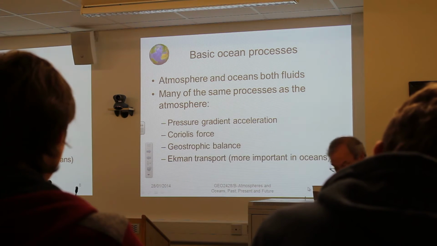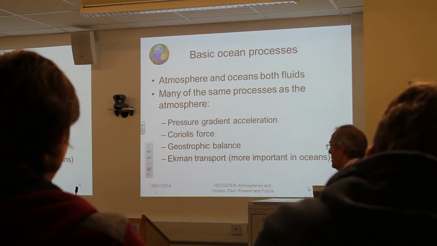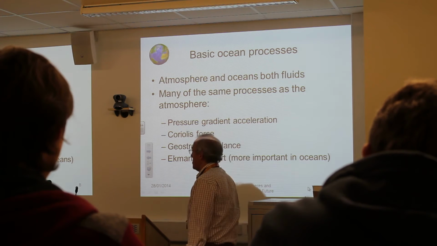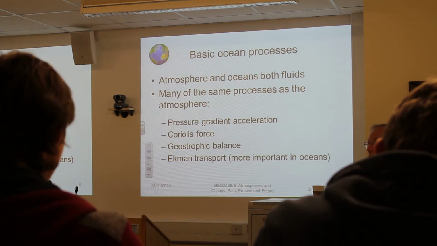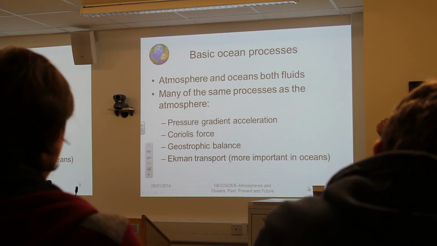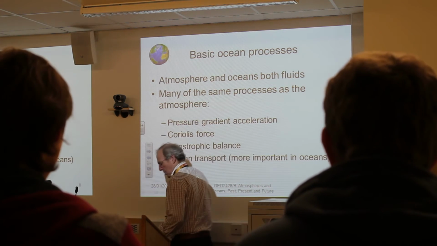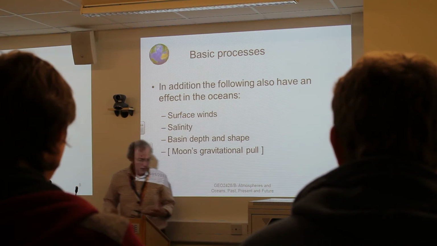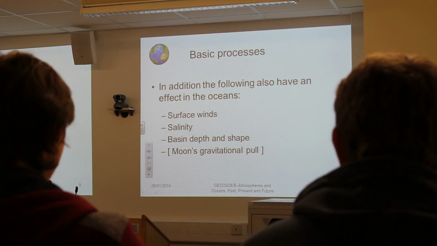The Coriolis effect comes into force with a big bang in the ocean currents. We have an idea of geostrophic balance related to the pressure gradient. And of course we have this Ekman transport, this spiraling transport, which is far more important in ocean systems than it is in atmospheric systems. So the same basic things operate, but we've got other complications.